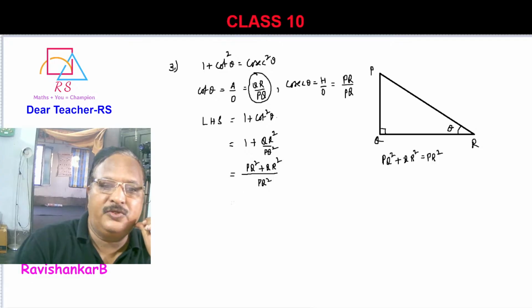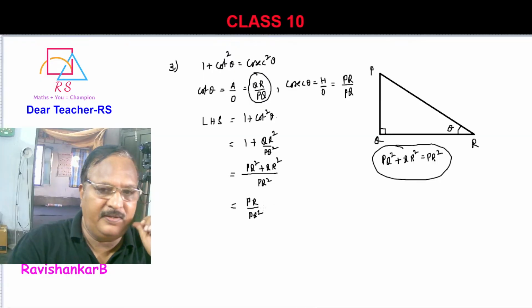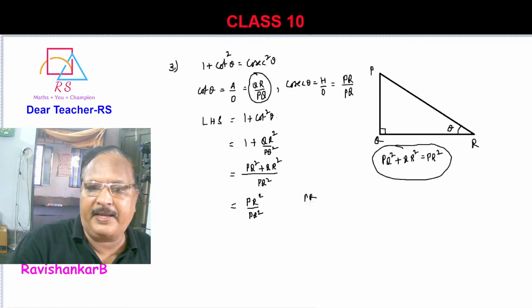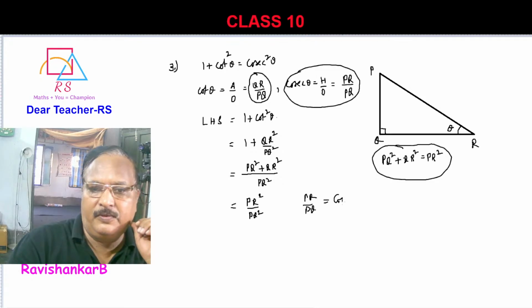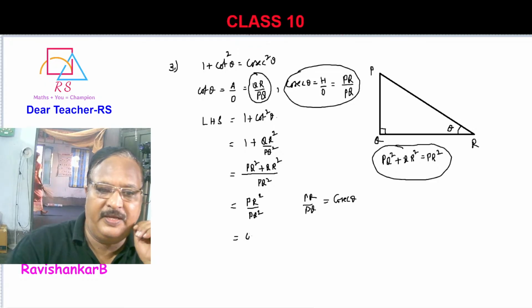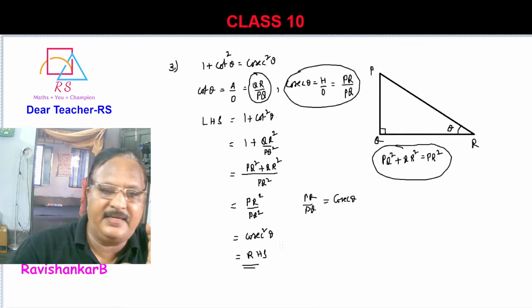So the numerator can be replaced using the Pythagoras theorem. In the place of numerator I can write PR square. The denominator has no change. PR by PQ is nothing but cosecant theta. So PR square by PQ square is nothing but cosecant square theta. This is nothing but the right hand side. So this is how the third identity got proved.